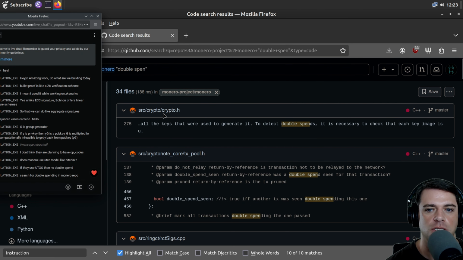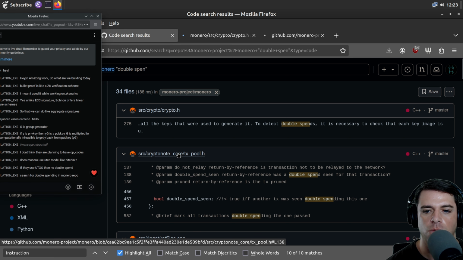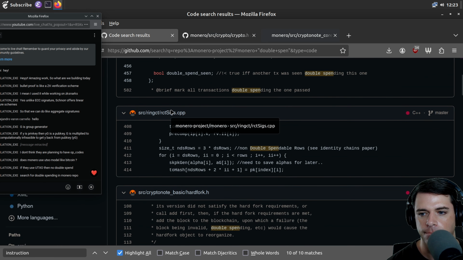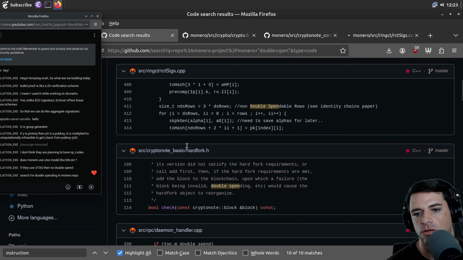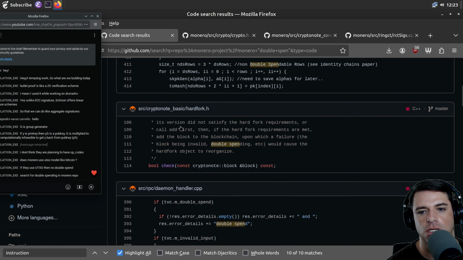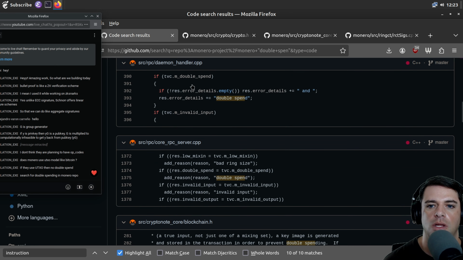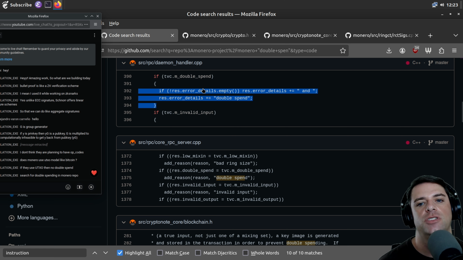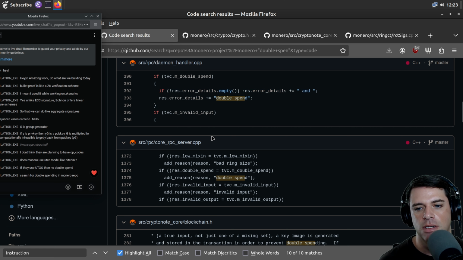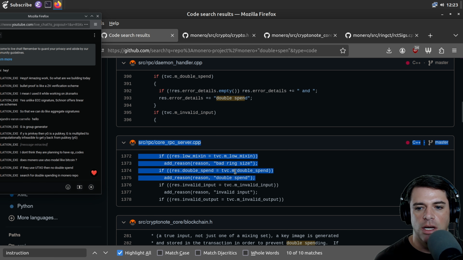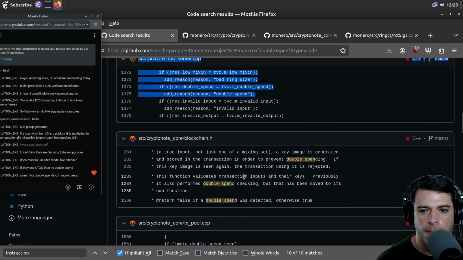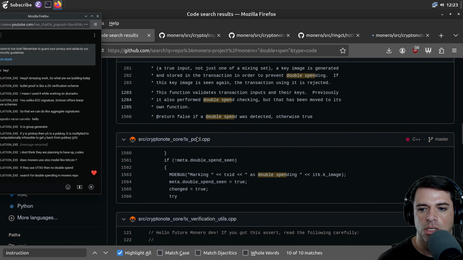Okay, crypto.h. And we have TX pool. And the ring signature thing. And hard forks, which we'll ignore. The daemon handler. There's just an error message from the daemon handler. An error message from the RPC server. Some stuff in blockchain.h and TX pool, which is, I guess, mainly a double spend. If meta double spend seen, then do this.